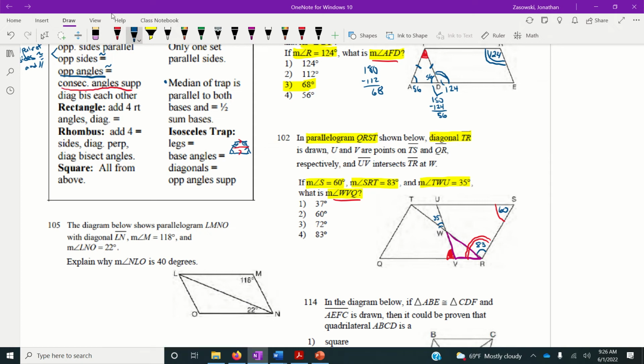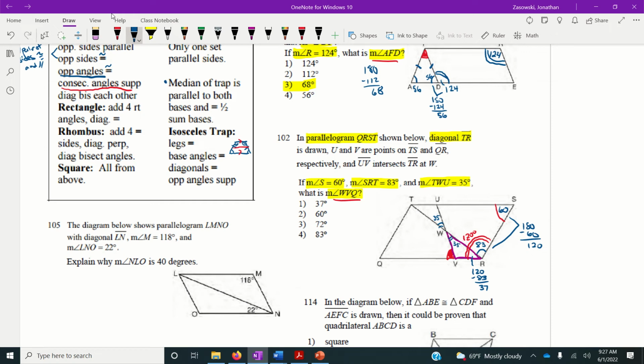to use here. So if these angles add to 180 degrees, then 180 minus 60 means that this big angle is 120 degrees. So that means that this angle down here would be 120 minus 83, which is 37. And because we know that these are vertical, that makes this angle also 35.